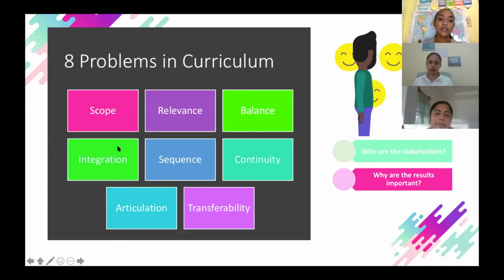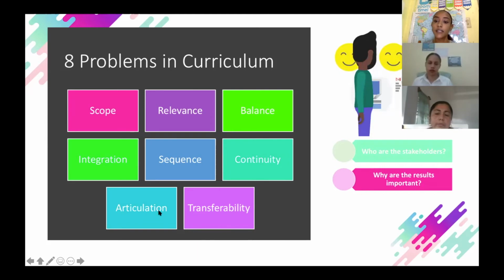Integration. Integration is very important for students to understand. We must remove barriers between subjects. Sequence. The sequence is the order in which the curriculum will be taught. Continuity. Continuity is the repetition of the content. We introduce and we reintroduce. This is the spiral curriculum to allow students to keep the information fresh in their minds.